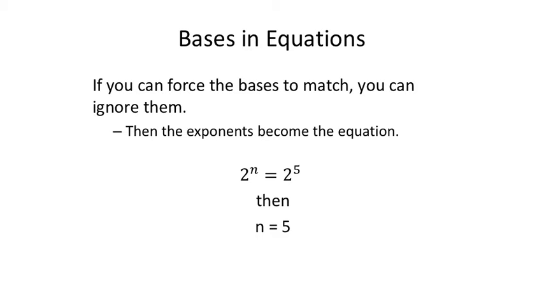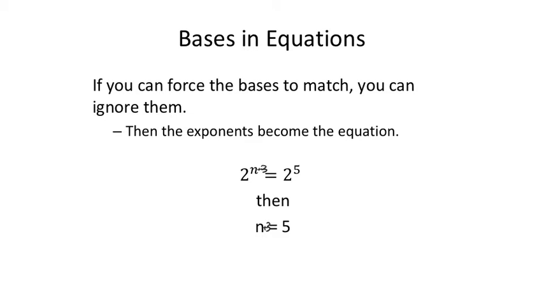Because if you can force the bases to match, you can ignore the bases, just like this example shows, right? You got a base 2, power of n, power of 5. Well, ignore the bases, just look at the exponents. If you can get n to equal 5, and then, of course, there'd be a little bit more work. Usually it's like, I don't know, n plus 3 here. Then you'd solve that, right? And you say, well, n plus 3 got to equal 5. Then you'd solve that equation.